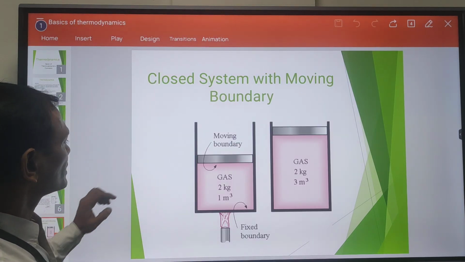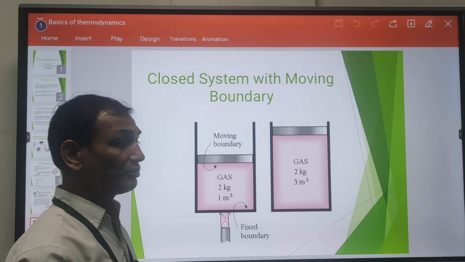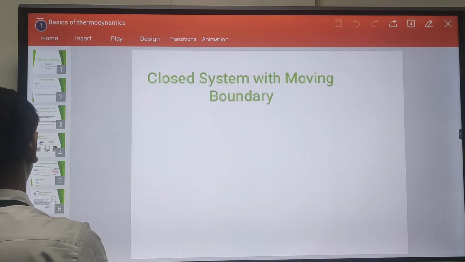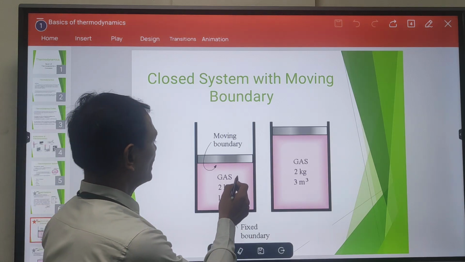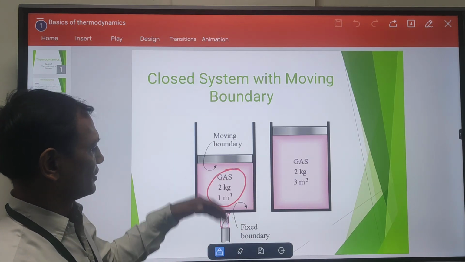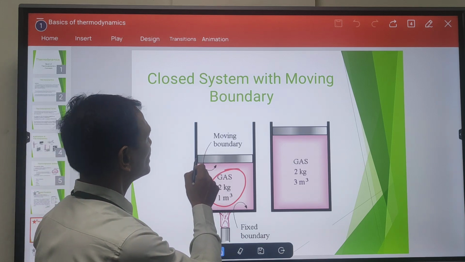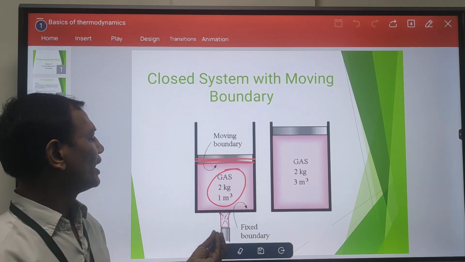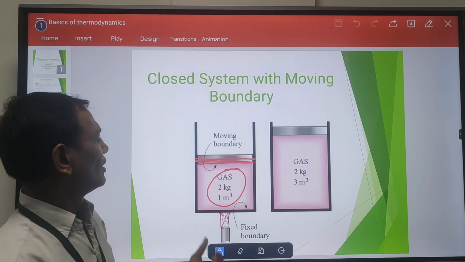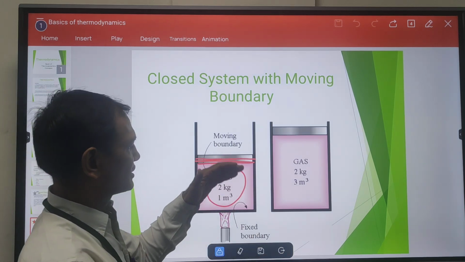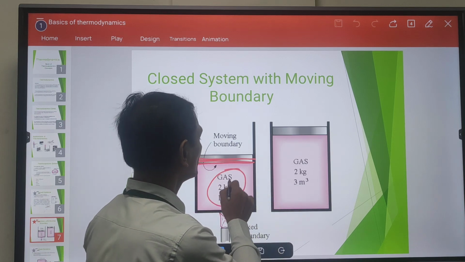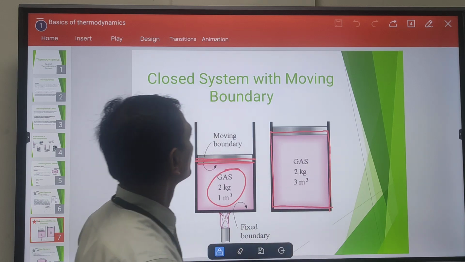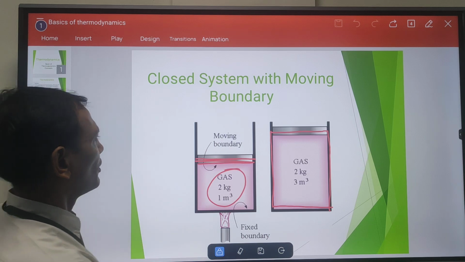Next, this is the closed system with moving boundaries. The boundary may move. Here gas is inserted inside the cylinder, and this is the boundary. We burn the fuel and heat this container, then the gas pressure and temperature will increase, so the gas applies force on the boundary and the boundary will expand. This is the best example of a closed system with a moving boundary.